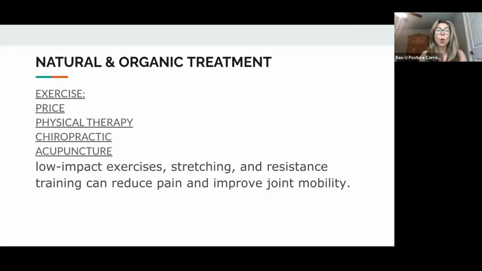There's a concept called PRICE. That means protect the area, rest your area, ice it, compress it, and elevate it. These 5 components of PRICE are extremely important in treatment of musculoskeletal injuries. Physical therapy, physical rehab, chiropractic alignment, acupuncture for pain management, and also low back exercises, stretching, resistive training can also reduce pain and improve mobility.